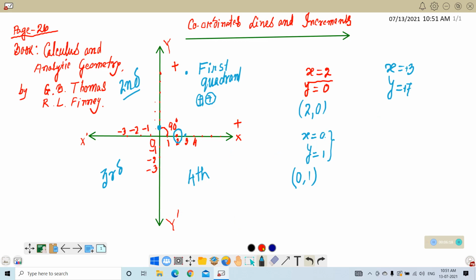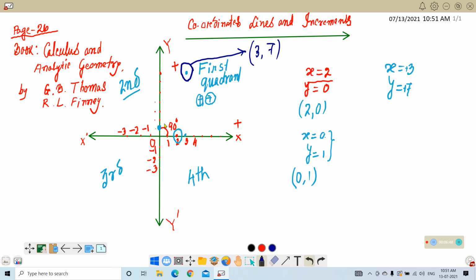So I am denoting this point in blue color. This point is denoted by x is equal to 3 and y is equal to 7, briefly (3, 7). So this is the manner of assigning coordinates to any point.